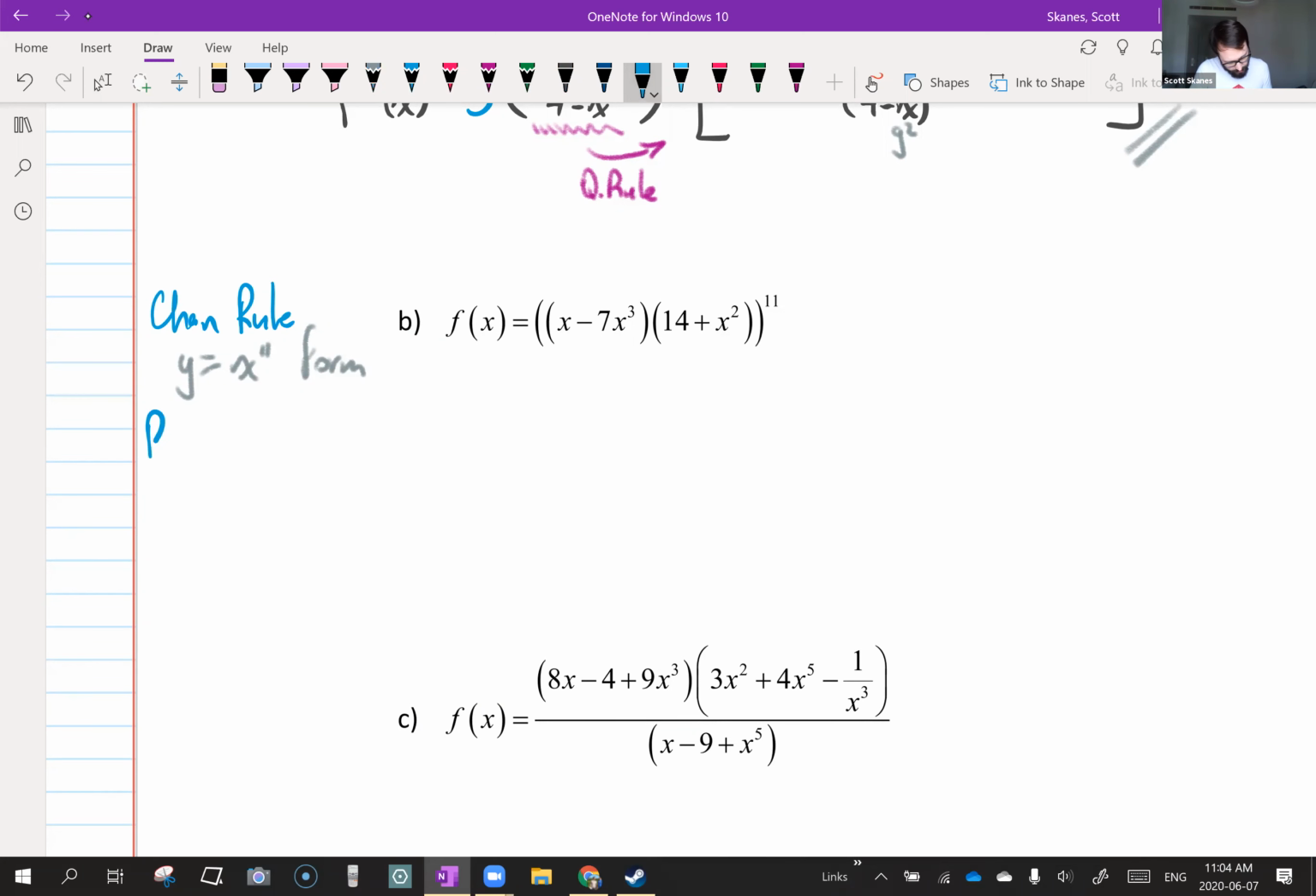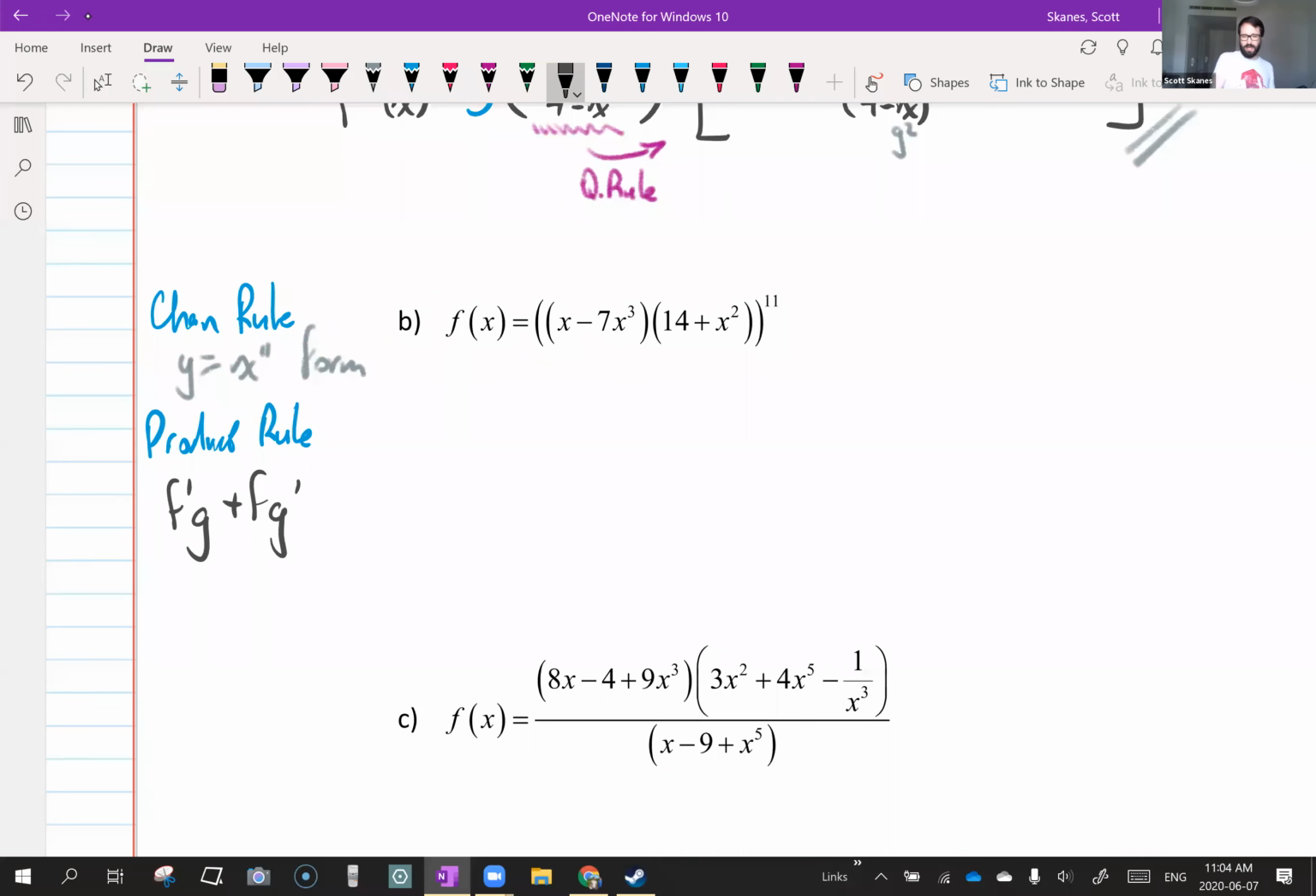I also see a product inside. So we're going to also worry about the product rule. And that's, you know, our product inside, and we're going to need to do f prime g plus f g prime to figure that one out. All right, let's just jump in.